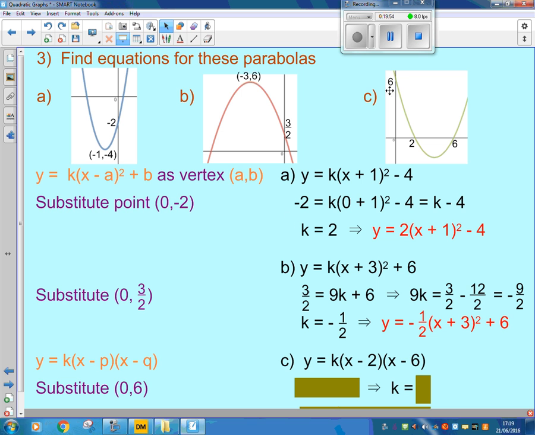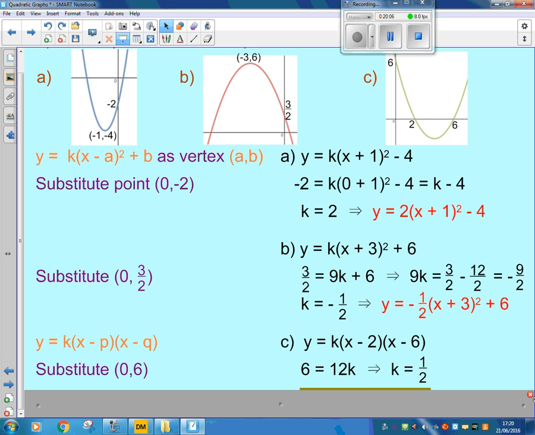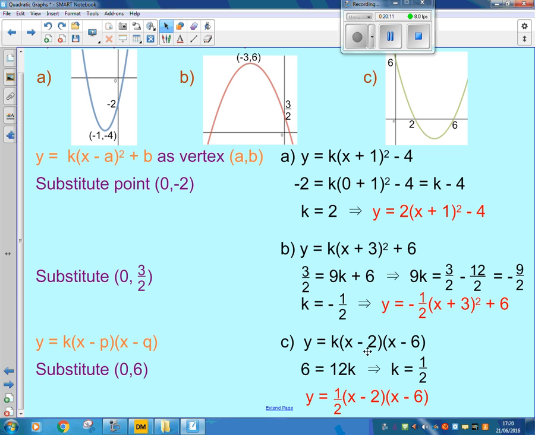Let's substitute in 0, 6, and you get 6 for the y equals, so 0 here, minus 2 times minus 6 is 12, times k. 6 is 12k, k is a half, so our equation is going to be y equals a half, x minus 2, x minus 6. Check it through. When x is equal to 0, you get a half times minus 2 times minus 6, and that is going to come to minus 2 times minus 6, plus 12, a half of 12, 6.